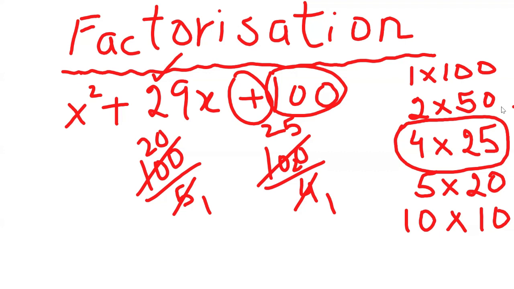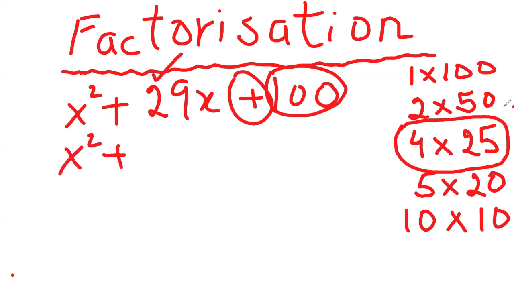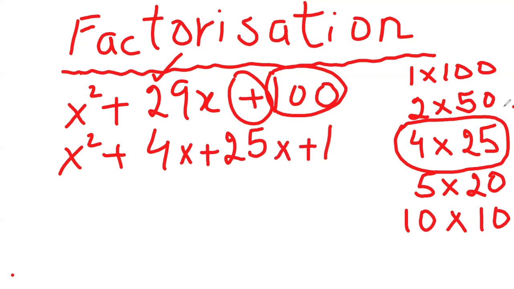You have to write over here. Four multiplied by 25. X square plus 4x plus 25x plus 100.